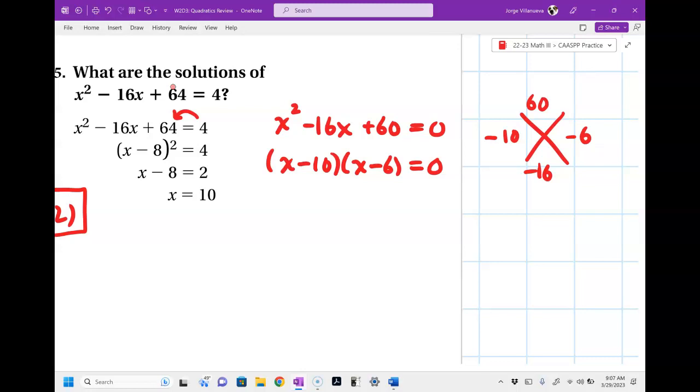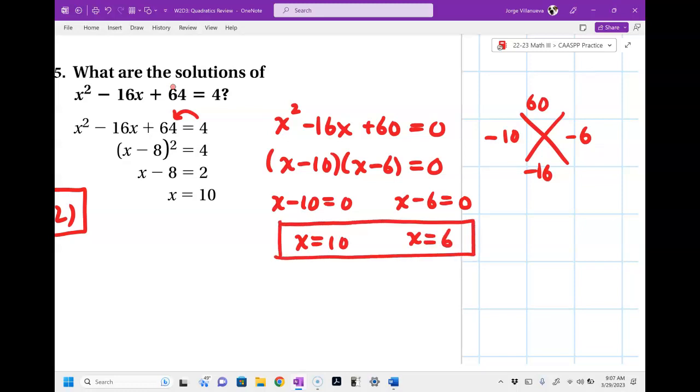Well, that means I got to solve for two solutions, right? X minus 10 equals 0. X minus 6 equals 0. So x is either equal to 10 or x is 6. I get two answers. They only got one of them. And I think it's kind of lucky they did get one of them. But this was wrong because I'm going to put right here, did not set equal to 0. That's the reason why this doesn't work.